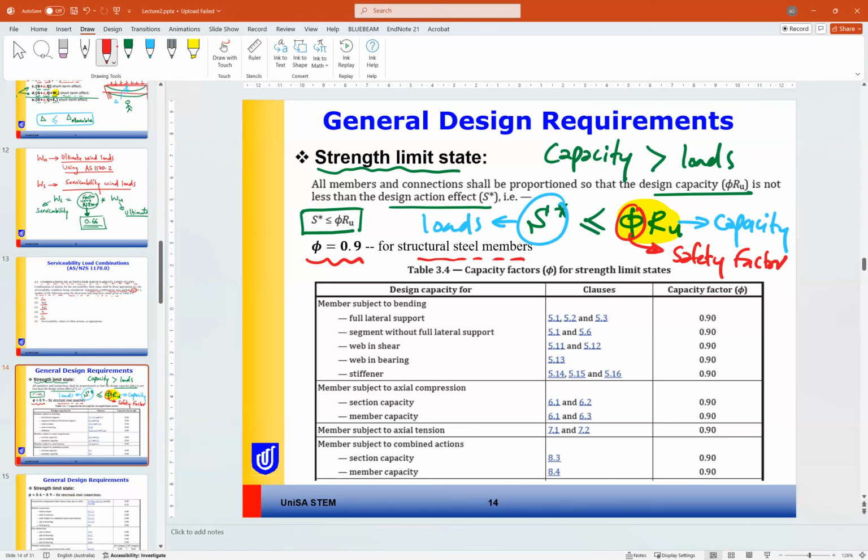So phi is a safety or a reduction factor for safety. This factor, phi, can be found using Table 3.4 in the Australian Standard AS 4100. For members under tension, as you can see, phi is 0.9 for all cases. For members under axial compression, for member and section capacity, 0.9. For members under axial tension, 0.9. For members subject to combined action, 0.9. So for all types of loading or types of members, we have phi as 0.9.